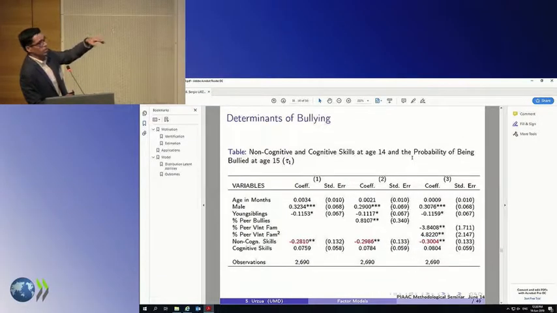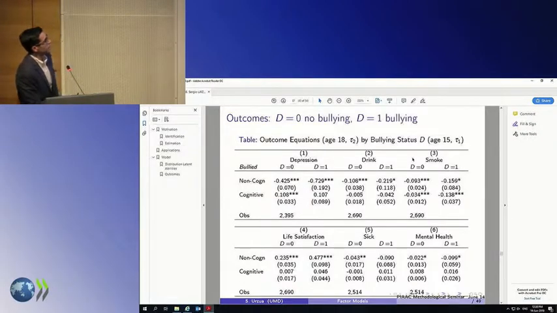At least in Korea, the effect of cognitive ability does not trigger in bullying, right? It's all about non-cognitive, which is sort of interesting. What is the impact of these 2 dimensions on depression? Well, high levels of non-cognitive ability reduce your depression in both states. Cognitive ability increases your levels of depression.